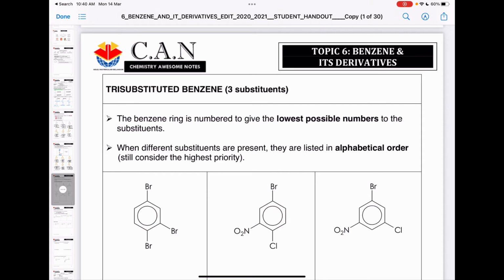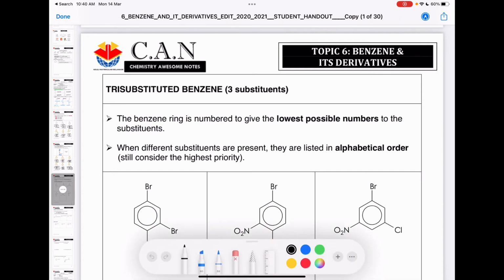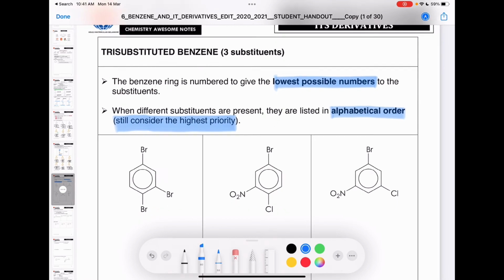Okay, now when the benzene has 3 substituents, the benzene ring will be numbered to give the lowest possible numbers to the substituents, just like how we name the alkane before, where we try to give the lowest possible numbers. However, when different substituents are present, they are listed in alphabetical order, and we still consider the highest priority. I'm going to explain this point later on. So let's take a look.